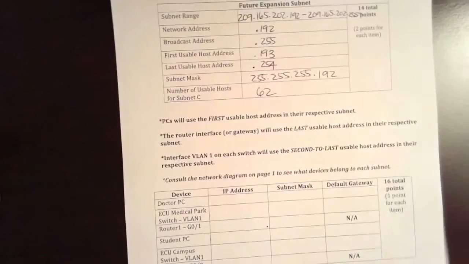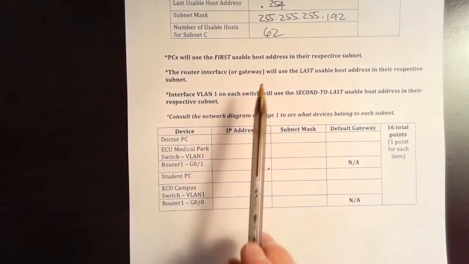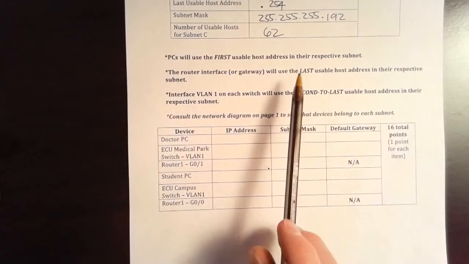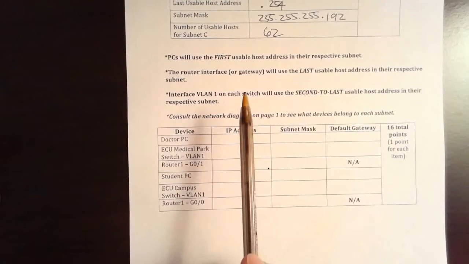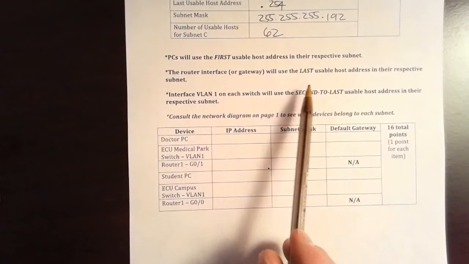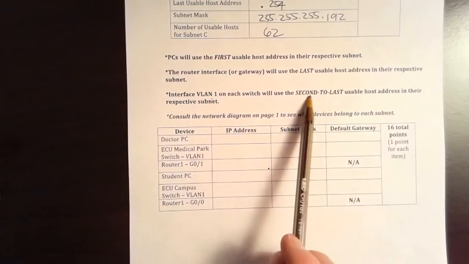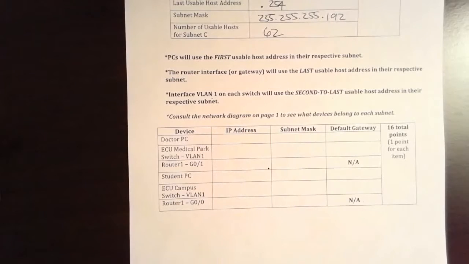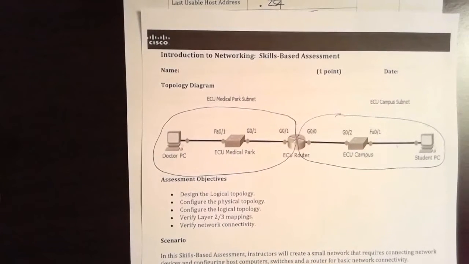Now let's write down, while we're here, what we're going to assign based off these directions. It says PCs will use the first usable host in their respective subnet. The router interface will use the last usable host in their respective subnet. Interface VLAN 1 on each switch will use the second to last usable host in their respective subnet. Consult the diagram. So again, when we look at our diagram, which was on the very first page, we have to make sure that we keep everything in the right subnet.